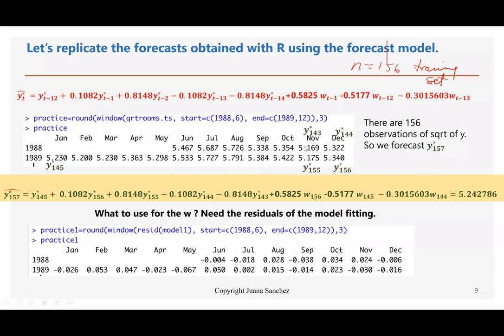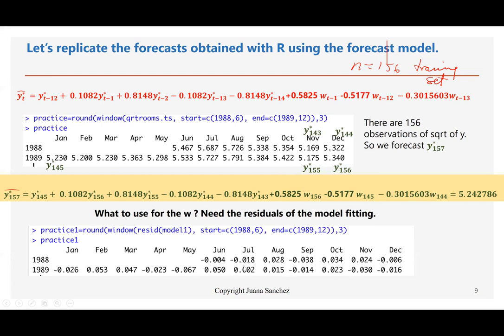All right, so what do you put for the W's? Well, the W's really are the residuals at that particular time point. So the residual at time 156, at December 1989, comes from the model fitting. The model that you fitted to the training data produced residuals. Remember that we analyzed the residuals of that model. So you have to pull out the residuals, and here is the command.